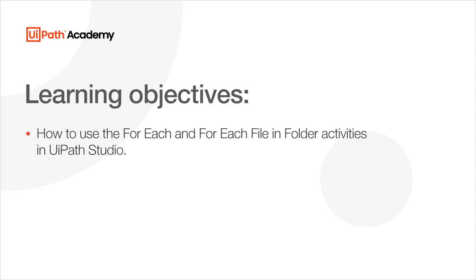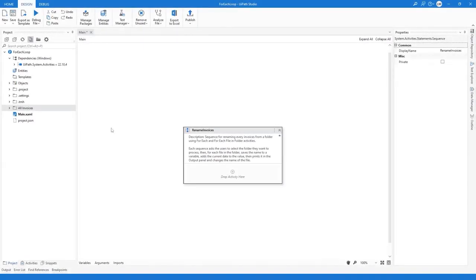As always, we encourage you to build along with this video. Okay, we've got the following business scenario. The PDF files from a given folder must be renamed so that the file name ends with the current date. For demonstration purposes, we'll solve the scenario using the two options, with a for each and with a for each file in folder. We'll create a sequence that asks us what folder we want to process. Then, for each file in the folder, save the name to a variable. Next, add the current date to the value and print it in the output panel. Finally, change the name of the file.